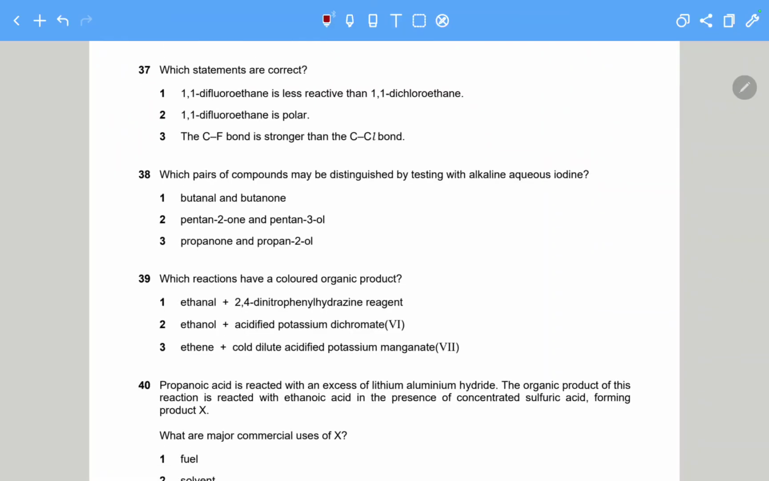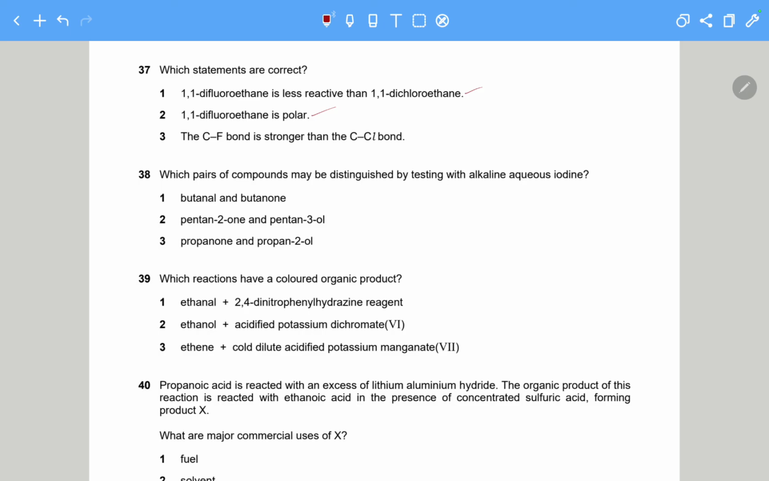And then question 37. 1,1-difluoroethane is less reactive than 1,1-dichloroethane. That is certainly correct because the C-F bond is very strong, and therefore 1,1-difluoroethane will not really react, because it will take very vigorous conditions, a lot of energy, to break the C-F bond. So this is correct. 1,1-difluoroethane is polar. It certainly is because the molecule is not symmetrical. Both fluorines are on the same carbon.